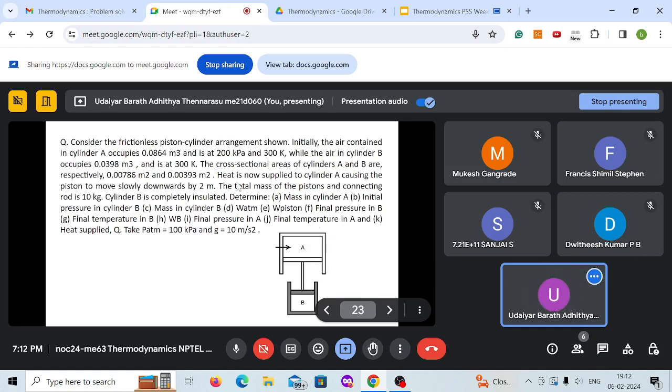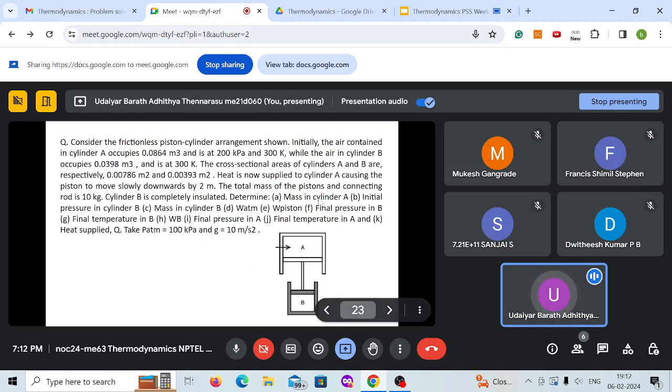The total mass of the piston and connecting rod is 10 kg. So this arrangement of coupling pistons and the rod connecting those two pistons is 10 kg. Cylinder B is completely insulated. So B is completely insulated, there is no heat transfer happening. There can be only work transfer.